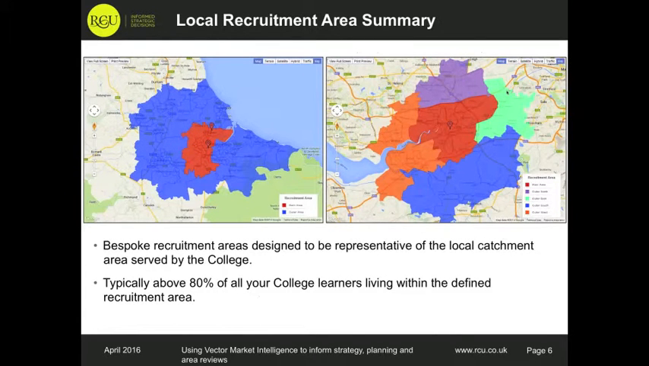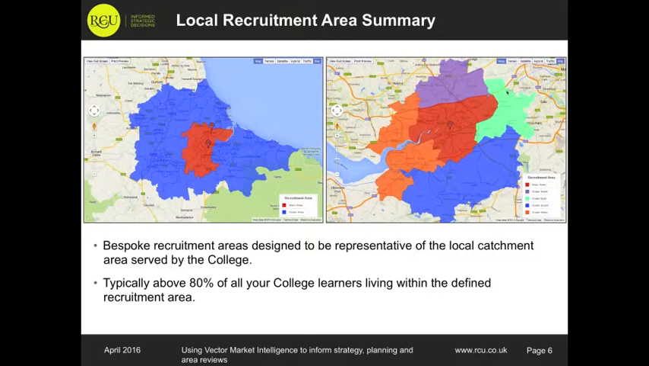The first starting point with Vector is to build your recruitment area. Most of you have Vector and are familiar with this. We have access to the full ILR, historic ones as well as current ones. We've got the year end 14-15 ILR at the moment. That covers everything, young people and adults, apprenticeships, everything that's on a government funded programme. And we have that for all institutions, not just the ones who are looking at Vector. We also get the schools data from the Department for Education and blend that in together. So we've got a full picture of all post-16 learning going on in an area.